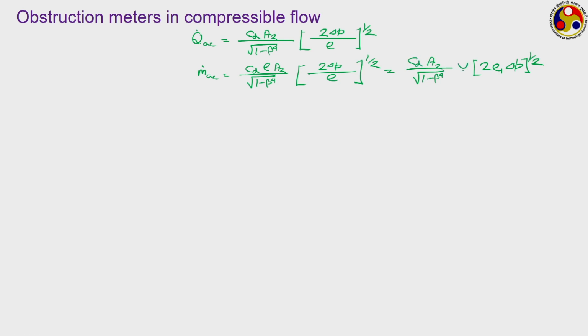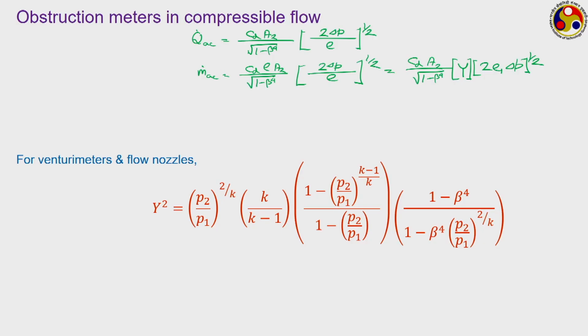and then we use a corrective factor y. This y is some kind of density correction factor which takes into account the effect of compressibility. So, we are using the upstream density rho 1 in the equation, and then we are using a density correction factor as y. The expression for y for Venturi meters and flow nozzles, we can get such a big expression for y. This is actually a theoretical expression.